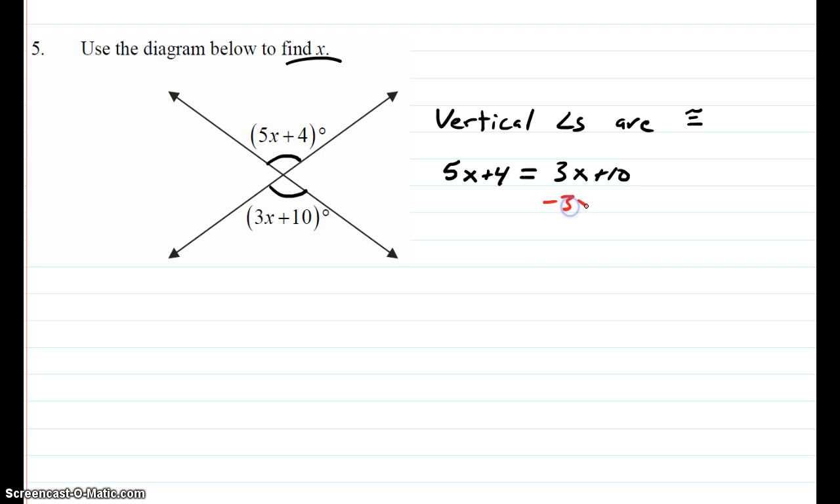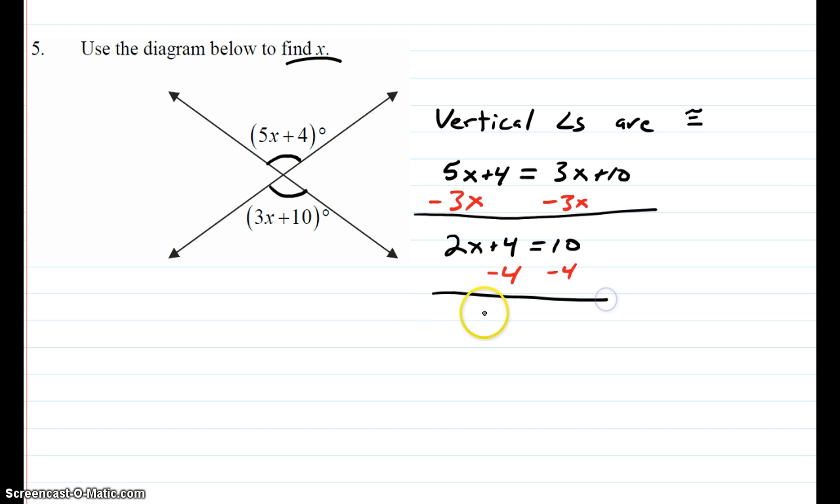So we minus the 3x from both sides because it's a smaller variable. So that gives us 2x plus 4 equals 10. Now move the 4 to the other side. And that gives us 2x equals 6. Divide both sides by 2. And so we finish with x equals 3. So that's the answer to this question.